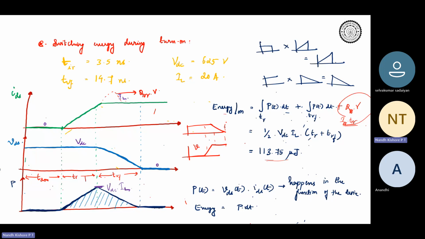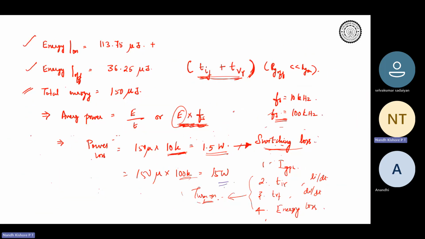To come back to the original power, this kind of power loss happens every time the device turns on and every time the device turns off. The device will turn on once in every switching cycle. That is why the average power is energy into switching frequency. Do you understand?